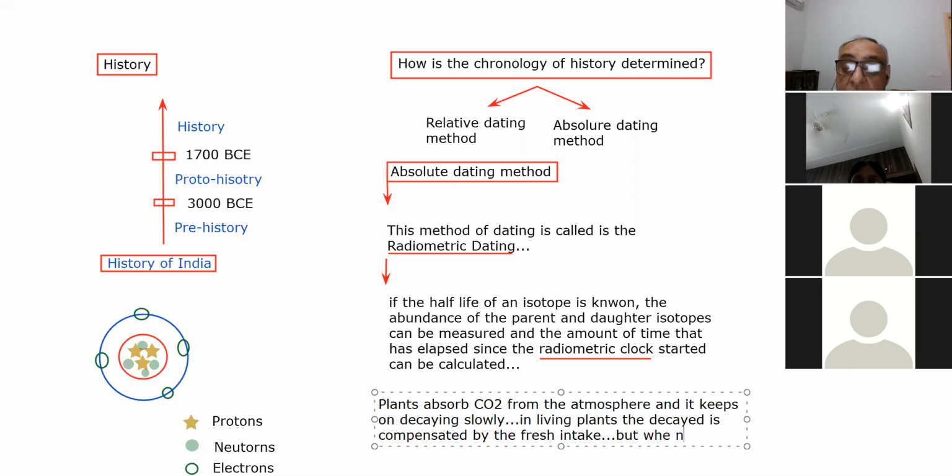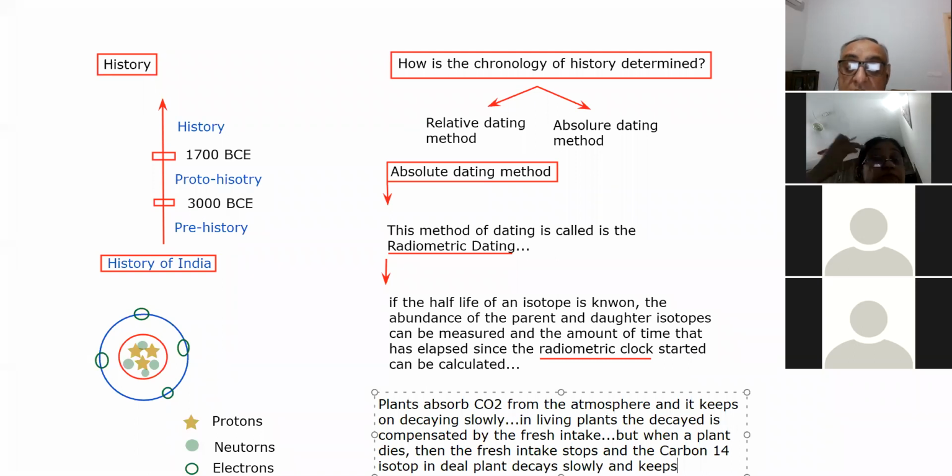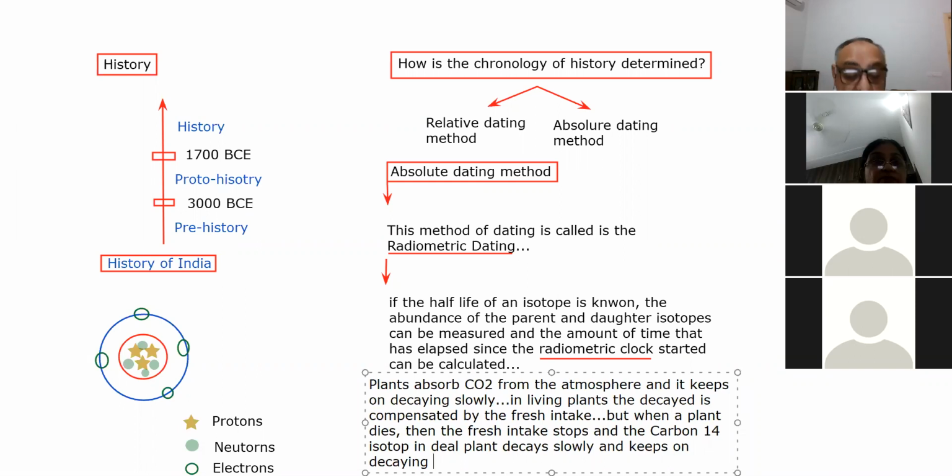But when a plant dies, the fresh intake stops, and the carbon 14 isotope in that plant decays slowly and keeps on decaying continuously, right beta?